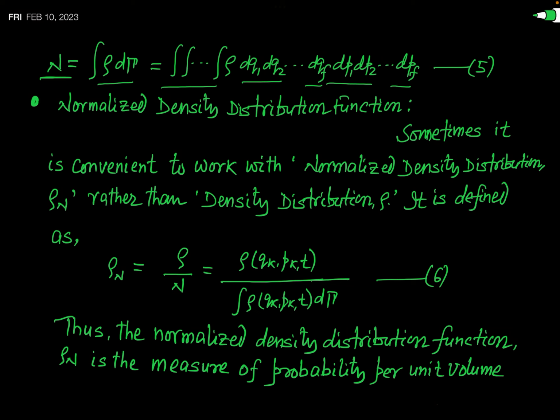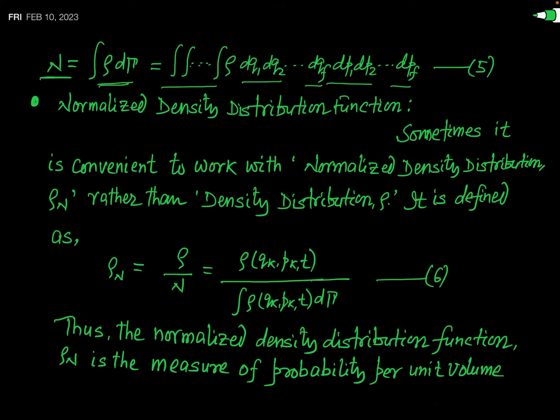So I have written here this dot sign, which represents that for each and every variable there will be an integral. Okay, so in this way, if you know the density distribution function rho, then you can easily find, by evaluating this integral, the total number of phase points in the phase space.